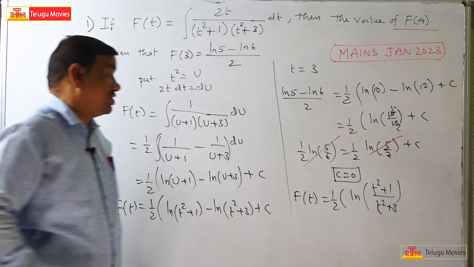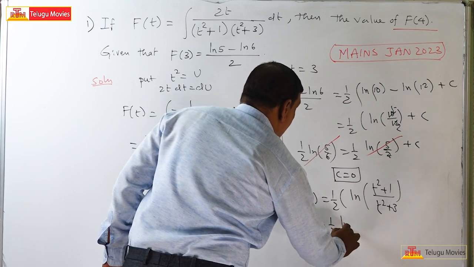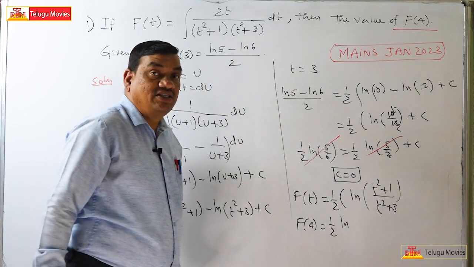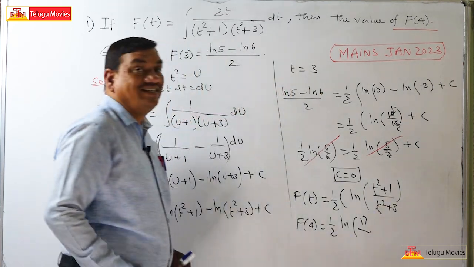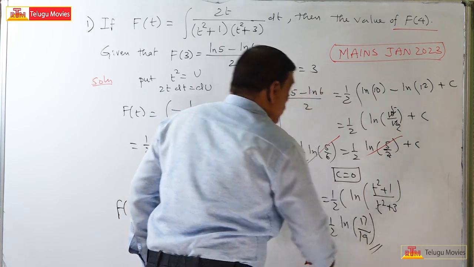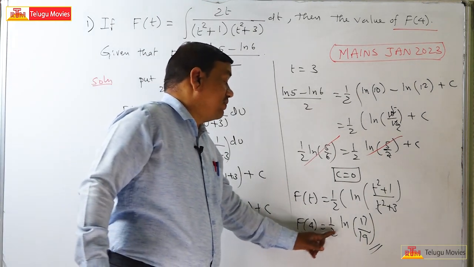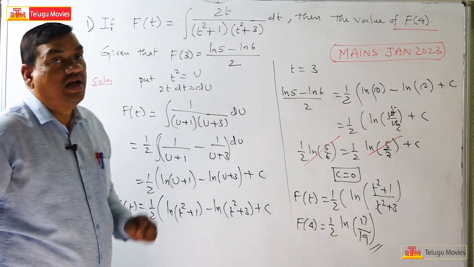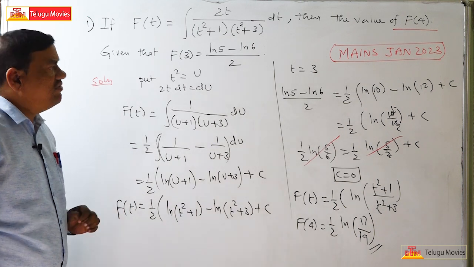Now, f of 4 is asked. So f of 4 is equal to 1 by 2 ln of (4 square, 16, plus 1, which is 17) by (4 square, 16, plus 3, which is 19). So this is 1 by 2 ln of 17 by 19. That is the correct answer. Okay, so a very easy problem.